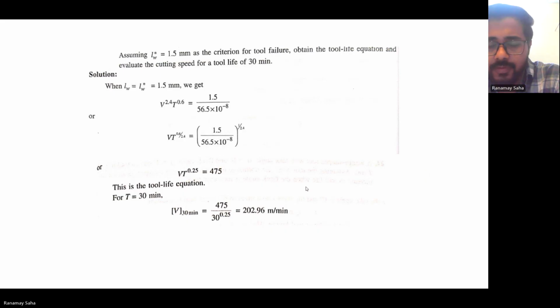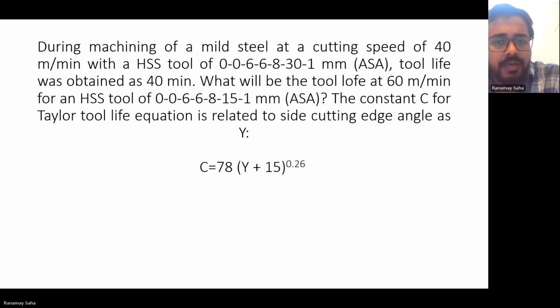Let's proceed to our next question, which is again about tool life equations. Here, during machining of mild steel at a cutting speed of 40 meters per minute, an HSS tool of given tool geometry with a side cutting edge angle of 30 degrees gave a tool life of 40 minutes. Another HSS tool with a 15 degree cutting edge angle was used at 60 meters per minute. Realize that the tool signature is given.